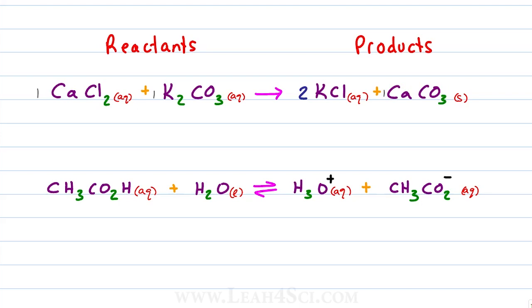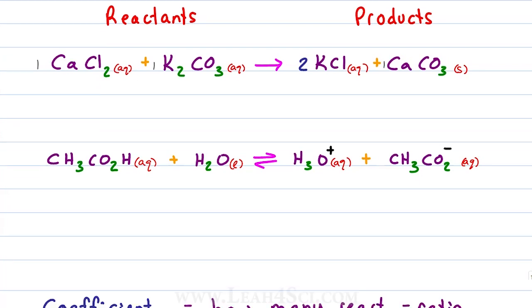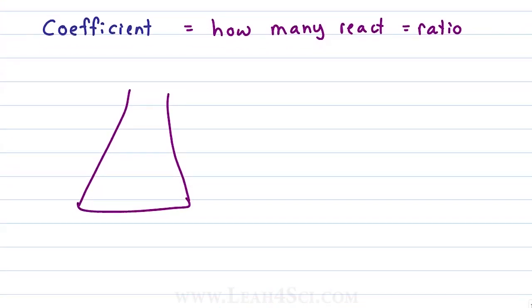But that doesn't mean we have 1 single calcium chloride reacting. Remember, we said it's a ratio. When you carry out these experiments in lab, you'll have them in a test tube, a beaker, or a flask. Say we fill up this Erlenmeyer flask with water, and then we add in some acetic acid. It's not 1 single acetic acid that we dump into solution.